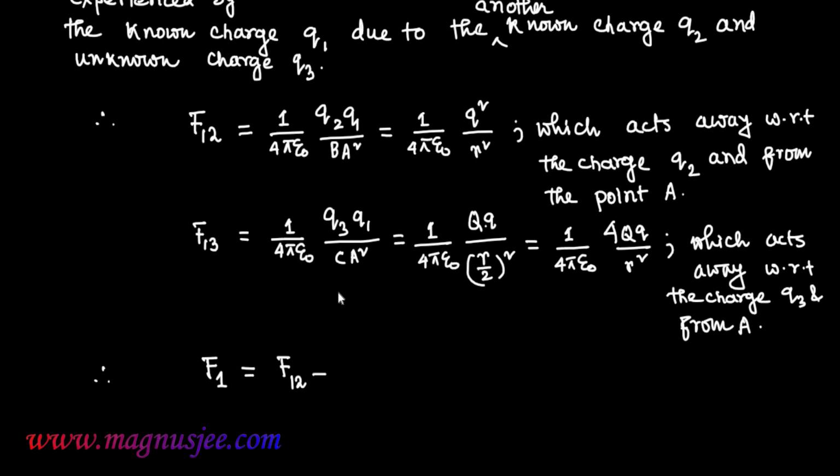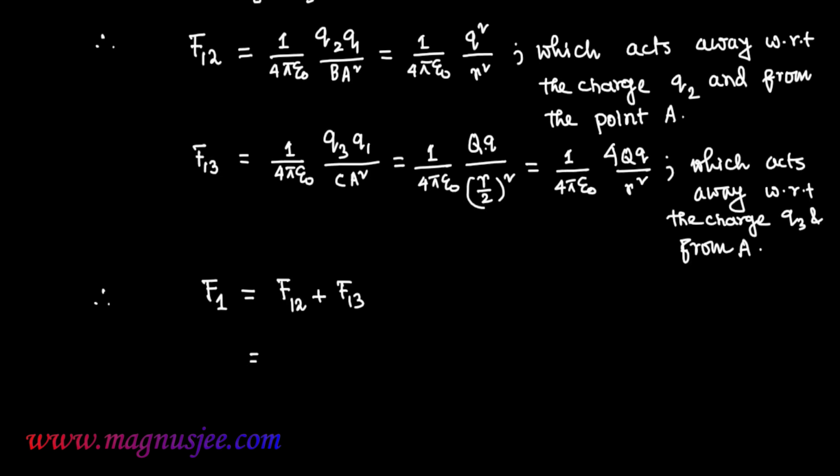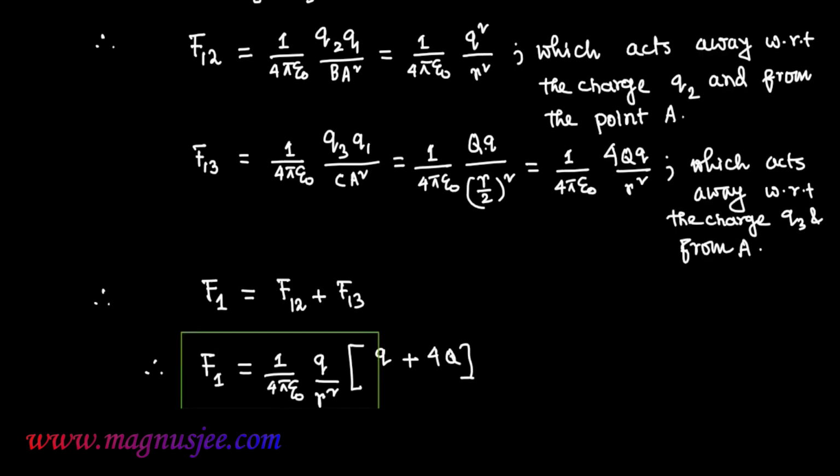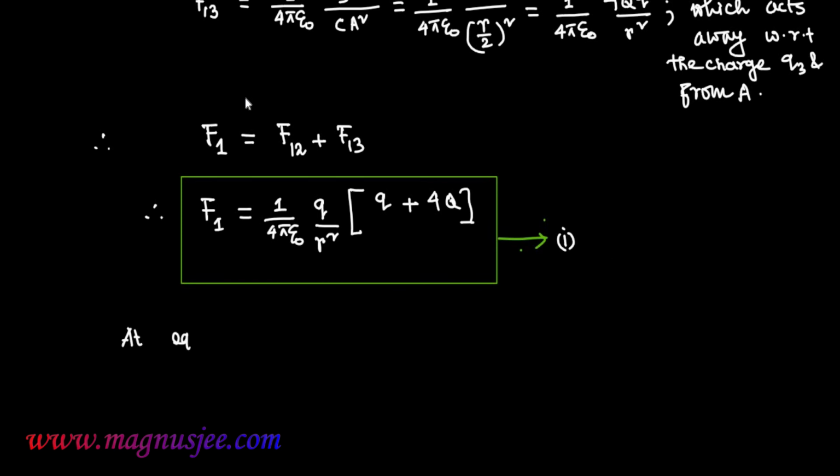Therefore, the net force experienced by the charge Q1 is F1, which is equal to F12 plus F13. Therefore, F1 equals 1 by 4 pi epsilon 0 Q square divided by R square plus 4 capital Q small q divided by R square, and capital Q by R square is taken common under the bracket: small q plus 4 capital Q. F1 equals 1 by 4 pi epsilon 0 capital Q by R square times small q plus 4 capital Q, which is equation 1. And this is the net force experienced by the charge Q1.